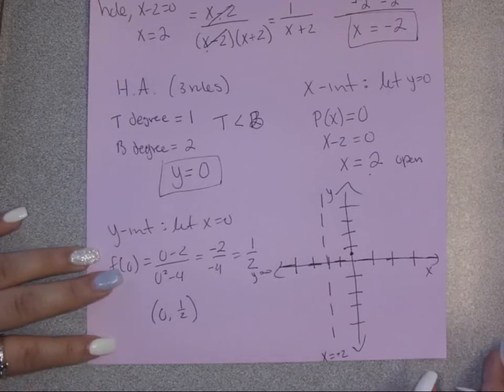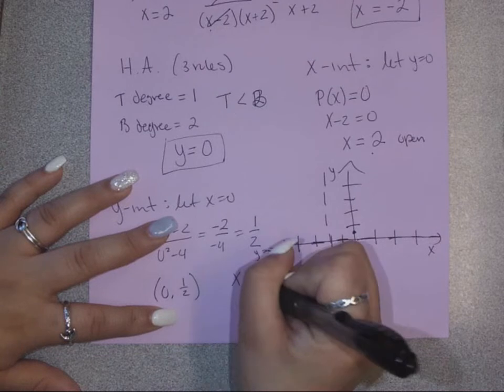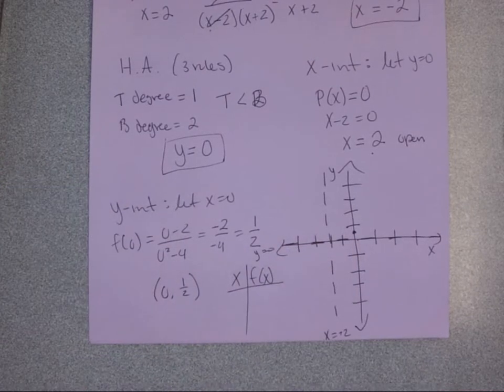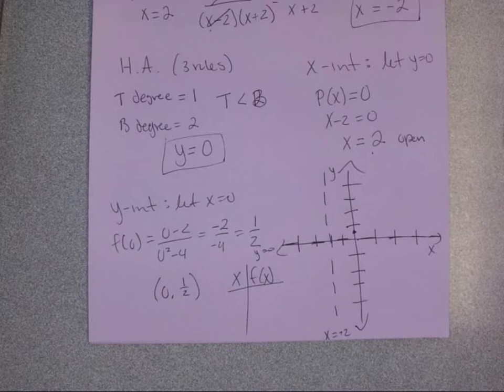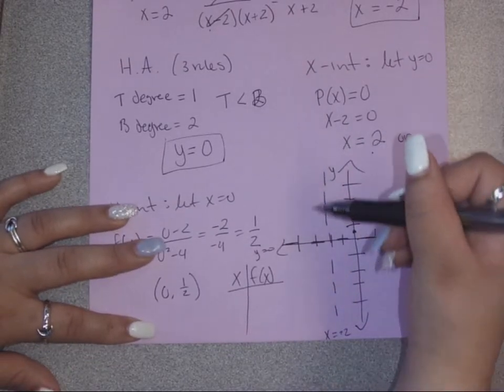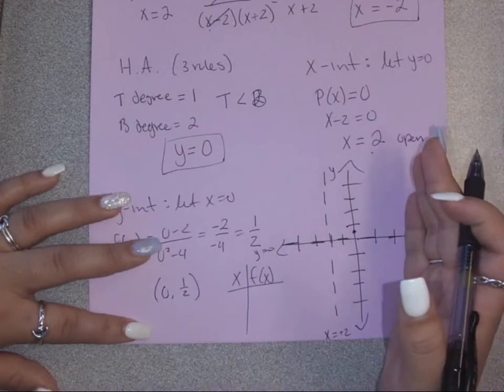So you have to create, it looks a little bit busy, but if you don't mind, I'm going to put an x and f of x table right here next to this. So you need to be able to fill in any gaps to be able to connect your picture. So you look at your vertical asymptotes and you want to make sure you know what's going on to both sides of your vertical asymptote.